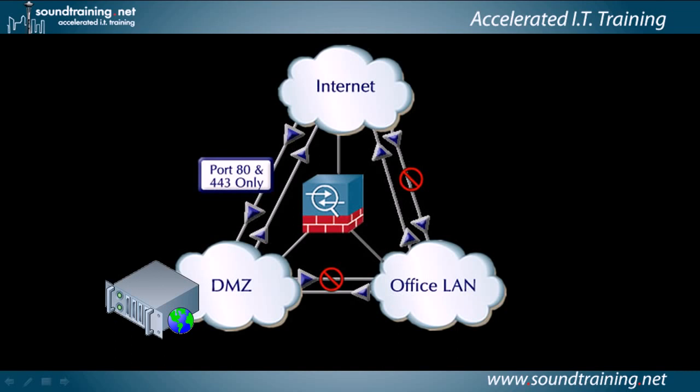And what this is really about is where you can initiate traffic. So in this example, the DMZ can initiate traffic onto the internet. The office LAN can initiate traffic onto the DMZ and the internet, but the internet can't initiate traffic into either the DMZ or the office LAN, with the exception of port 80 and 443 going into the DMZ.